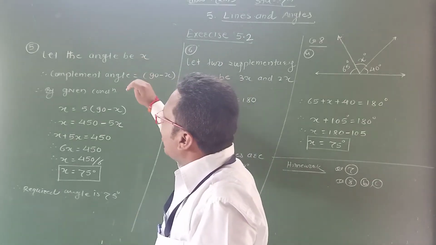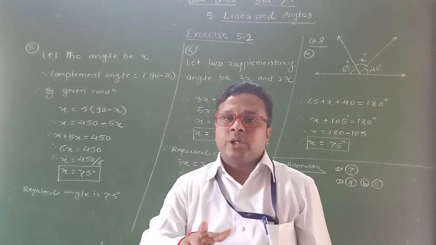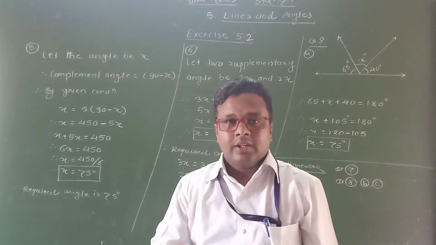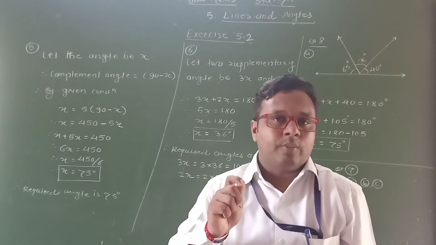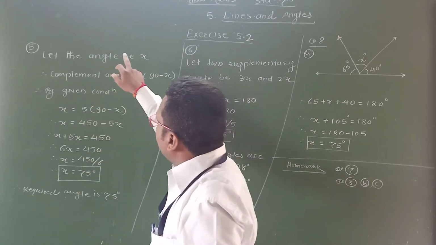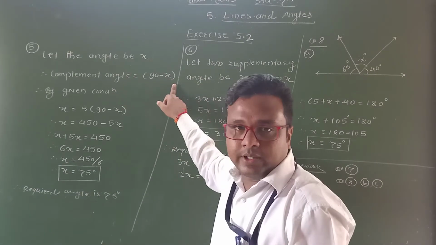Now what is its complement? We know that complementary angle means the sum of two angles is equal to 90 degree. Therefore, to find its complement, we subtract the given angle from 90 degree. Therefore the complement of angle x is equal to 90 minus x.